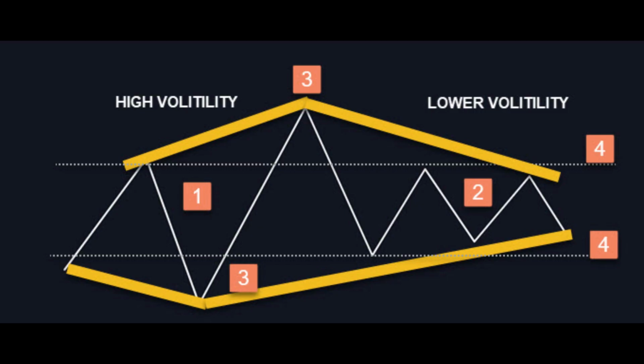Number 1, the broadening pattern on the left. The pattern starts as a broadening formation, that is a combination of higher highs and lower lows. So this is an increase in market volatility.